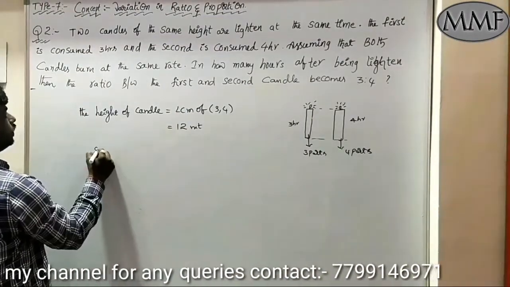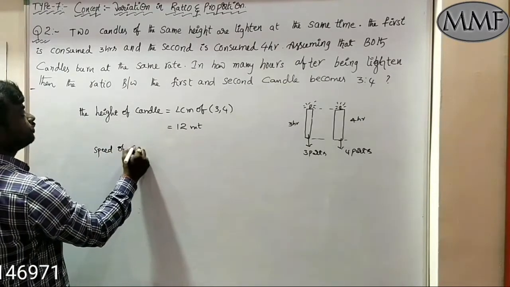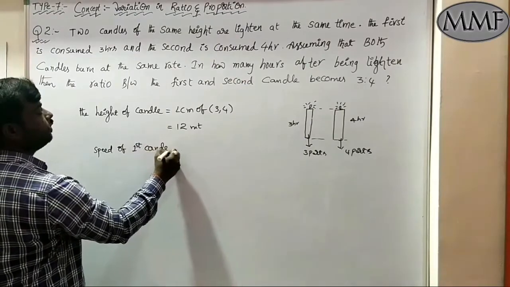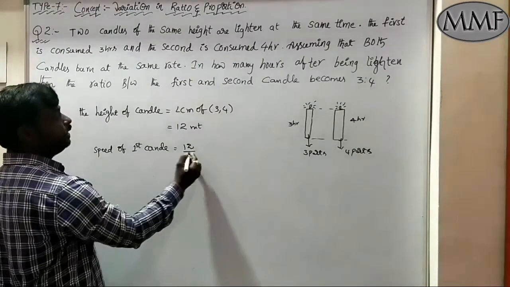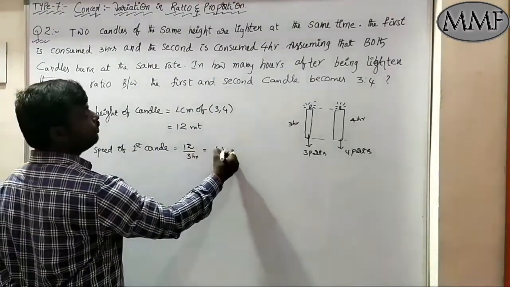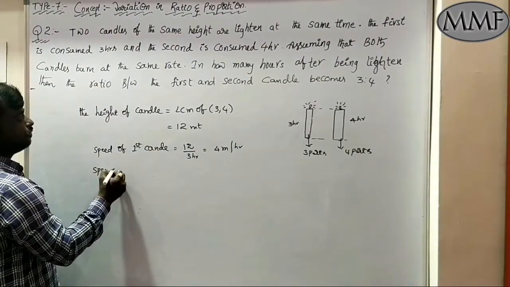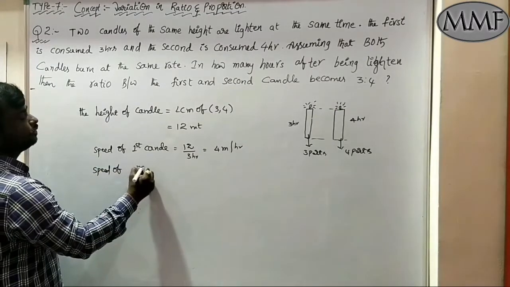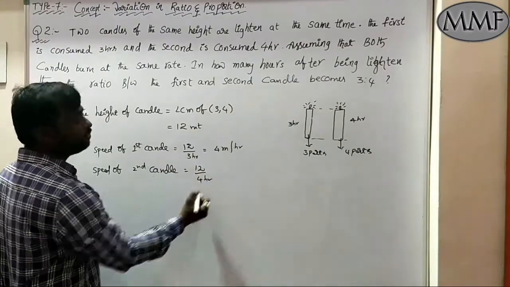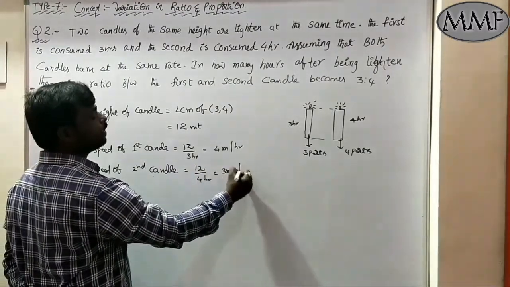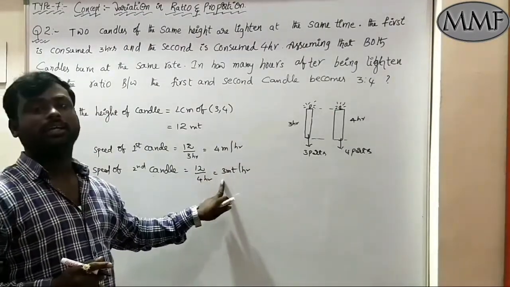Then the speed of the first candle. Speed is distance by time, so 12 meters divided by 3 hours. How much are you getting? 4 meters per hour. And the speed of the second candle, again the same thing: distance by time, it is taking 4 hours. You will get 3 meters per hour. The first candle burns at 4 meters per hour. The second candle burns at 3 meters per hour.